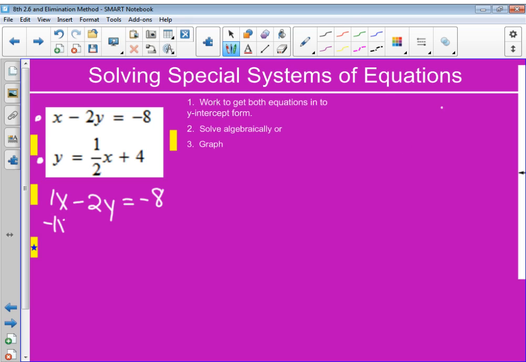So minus 1x, minus 1x. And then I need to divide and I have to remember that negative's with the 2. So take the negative with it.